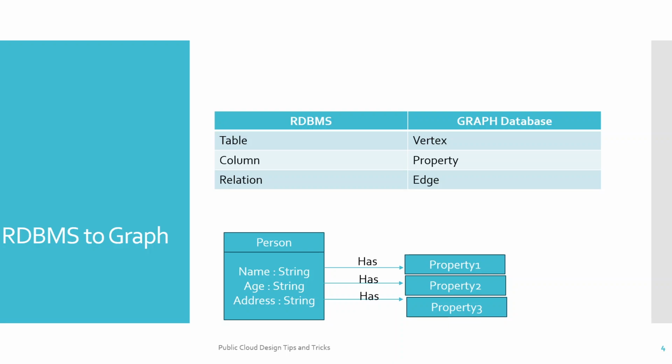For example, in RDBMS, you can have a person table, a person entity, which will have different columns like name, age, address, and then there are different relationships of the person with other entities. That is how you can define an RDBMS. When it goes to the graph database, the person is a vertex here, and it will have different other vertices as well in the bigger landscape. And then the person has properties like name or age. Those are the properties, and then the relationship defines the edge. So that is how you can think of a graph database.